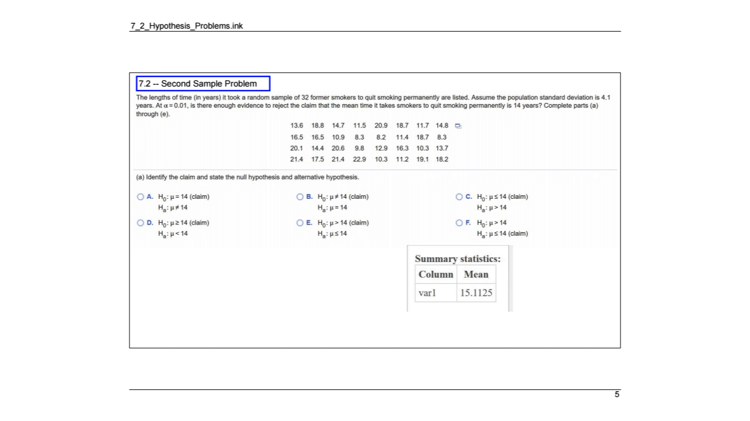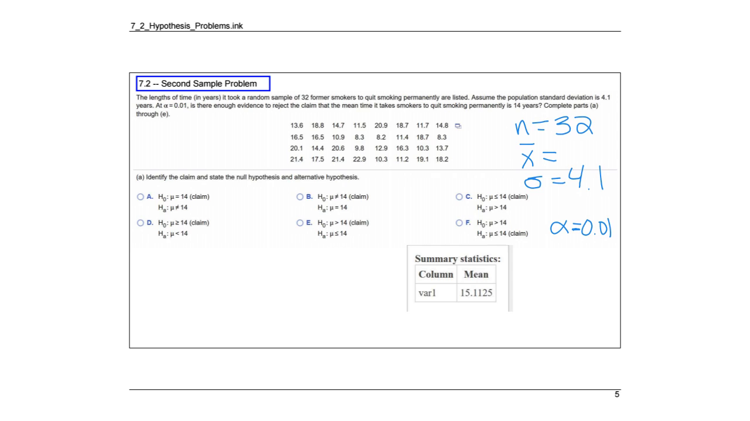Let's write down what we have from this problem. So we have a random sample of 32, so n is equal to 32. Looks like they didn't give me the sample mean. I'm going to have to find it. The population standard deviation is 4.1. Alpha is 0.01. And then let's set up the alternative in a minute.